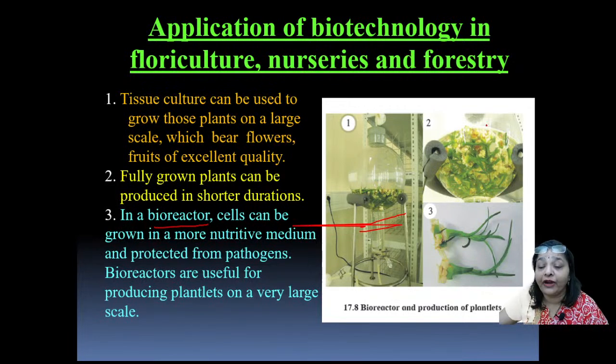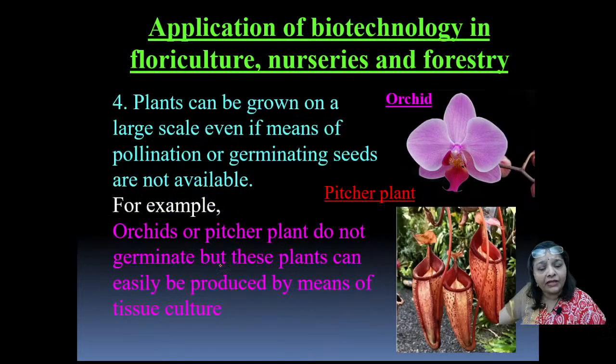Genetically modified crop varieties can be produced in large quantities in bioreactors. Nowadays, this is being carried out in various parts of the world. Now, plants can be grown on a large scale even if means of pollination or germinating seeds are not available. Look, we need not require the pollinating vectors. We need not require the seeds that have to wait and germinate and take long years to produce the plants, right, and the large trees.